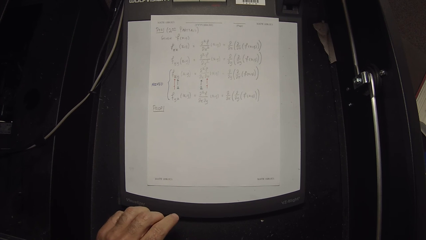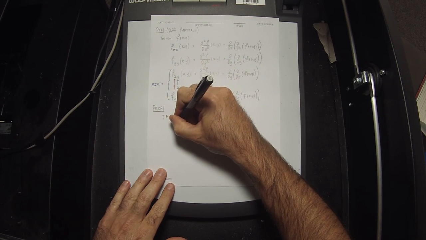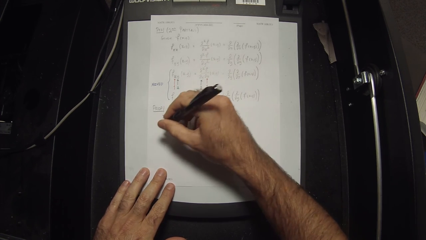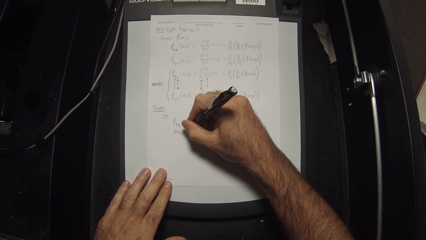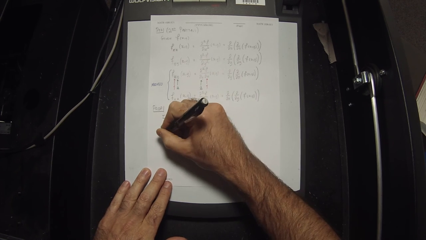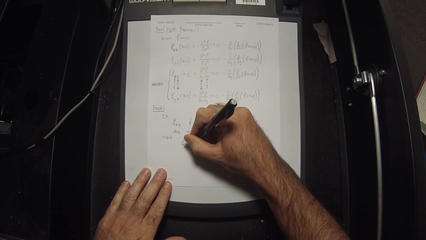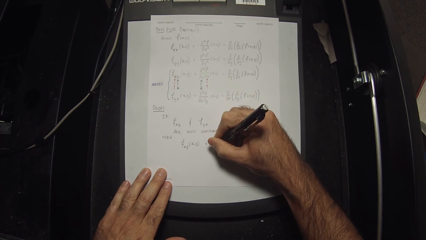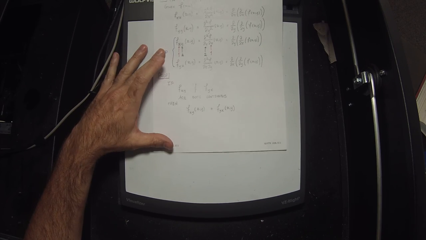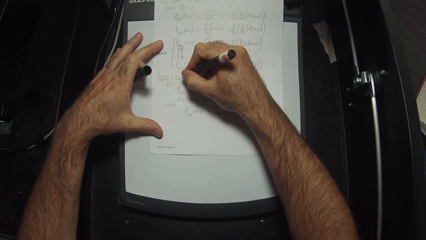Now, if fxy and fyx are both continuous, then, in fact, fxy evaluated at xy is equal to fyx evaluated at xy. This proposition is so important to mathematicians that it has a name. It's called Clairaut's theorem.